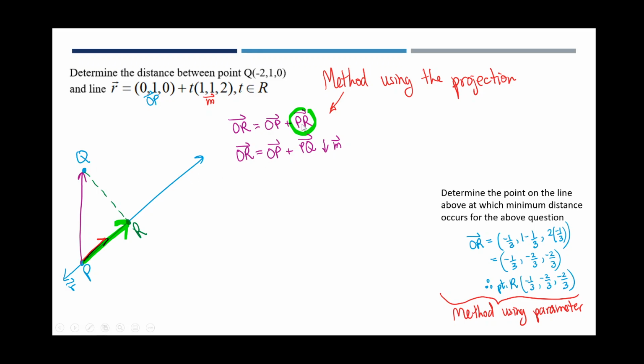So I'm going to show you that PR is actually the same thing as a vector projection of PQ onto M. The M being here the direction vector, which I drew over here, this red line right here with an arrowhead on this line itself.